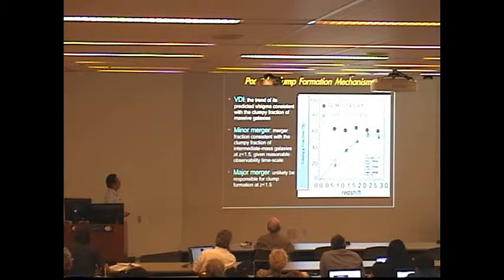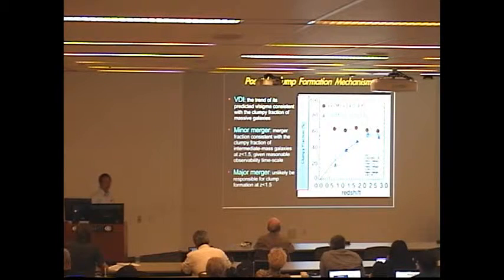We believe that minor merger could be a very possible way to form clumps. When we compare the minor merger fraction here, it more or less matches the clumpy fraction at low redshift. So minor merger could be the reason for forming clumps in intermediate-mass and low-mass galaxies. And we can basically rule out major merger as a main reason to form clumps, because the major merger fraction is way lower than any clumpy fraction.